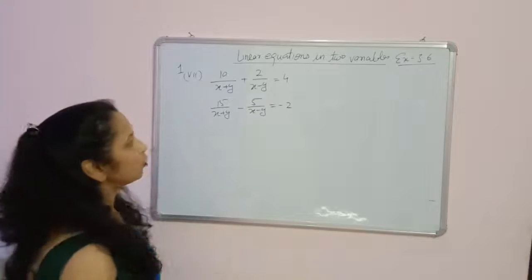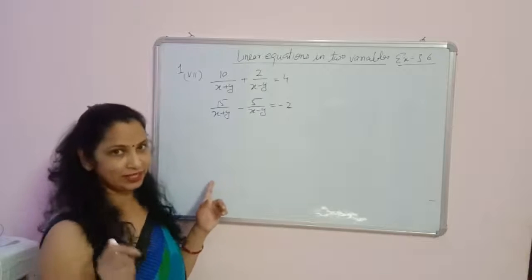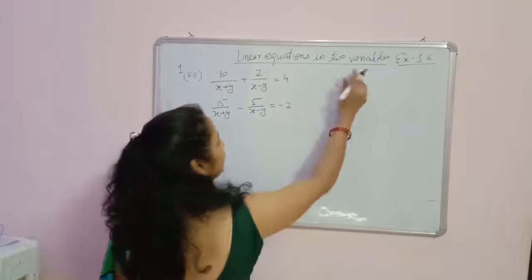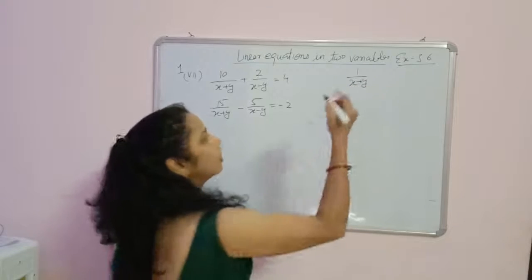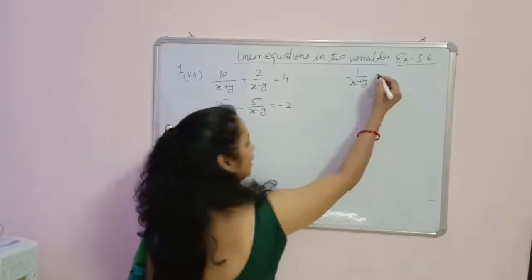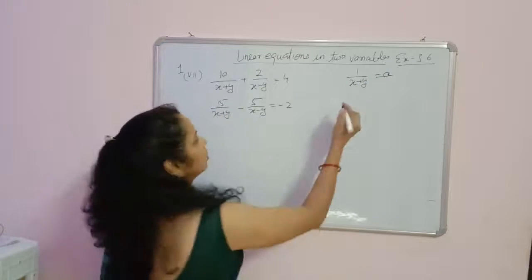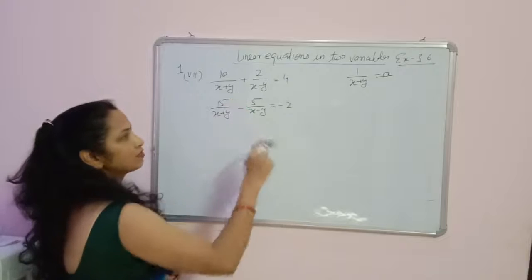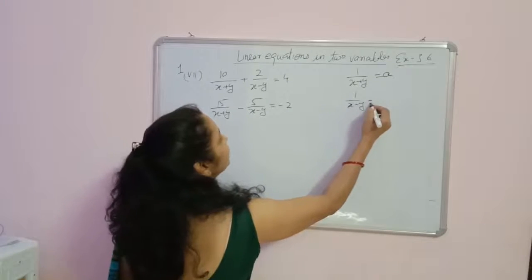So this is a question in which you have to find the value of X and Y. Again you will take the constants, you will suppose the values like 1 upon X plus Y, we are supposing like A. We can suppose it A or B, we can suppose it U or V. So 1 upon X plus Y is equal to A and 1 upon X minus Y is equal to B.